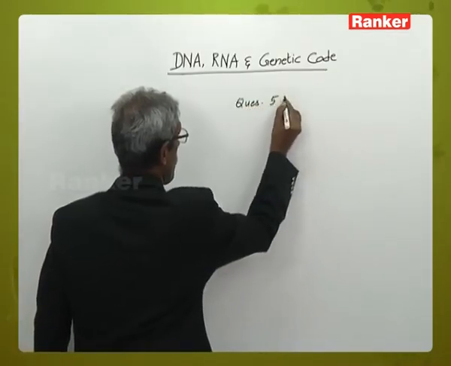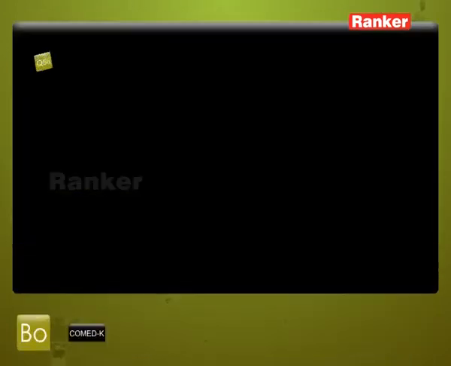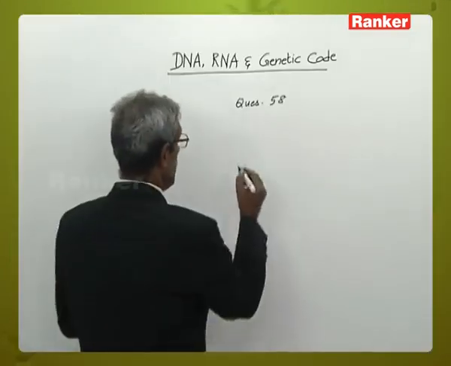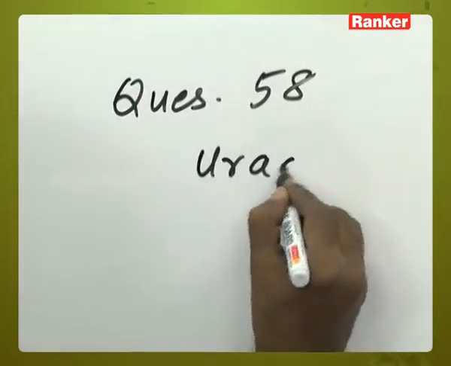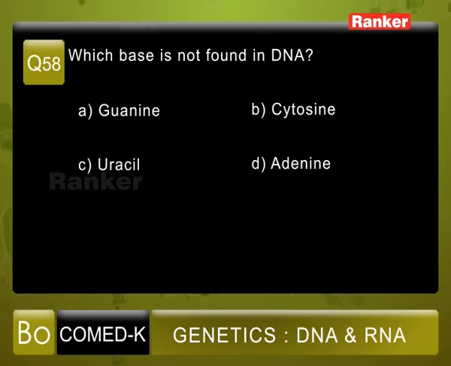Question number 58 asks, which base is not found in the DNA? In the DNA, we have adenine, cytosine and guanine, and the nitrogen base which is not present in the DNA is uracil. Uracil is predominantly associated with the RNA. Hence, the right answer is C.